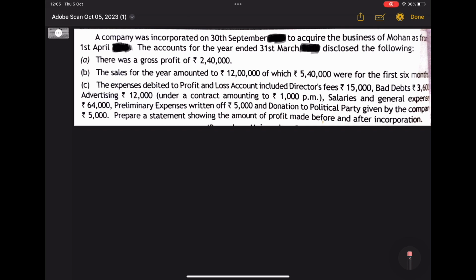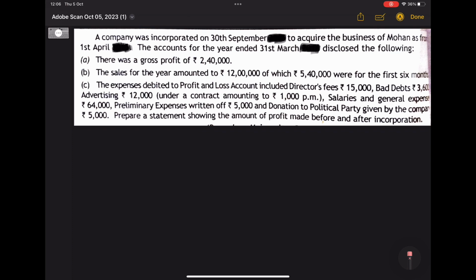So the first two lines are related to time ratio. As you all know, we are solving profit or loss prior to incorporation. Here we are going to identify how much of the company's profit is related to pre-incorporation and how much is related to post-incorporation, which means before acquisition and after acquisition, isn't it? Yes. So the information given below is fully related to the income statement.